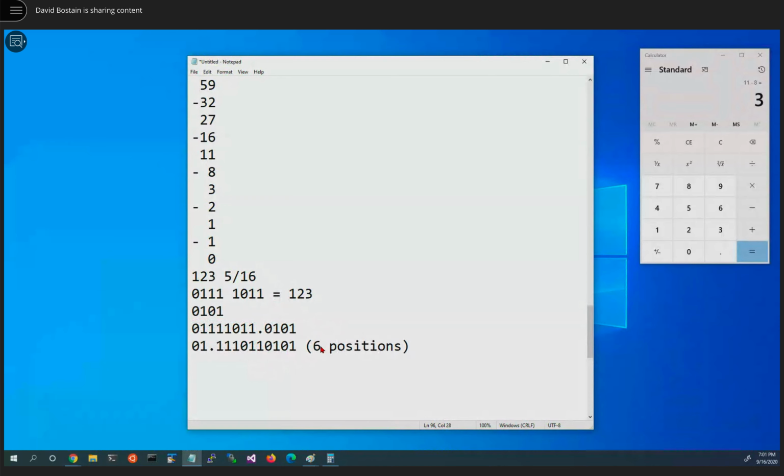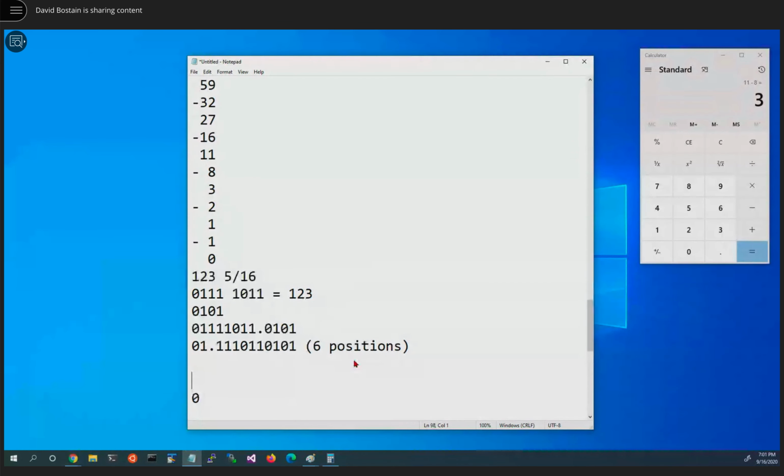And we know it's going to, again, be a positive number we're moving it because 123 is much bigger than 1. So let's start writing our number. The sign is 0. The exponent is going to be a 6.